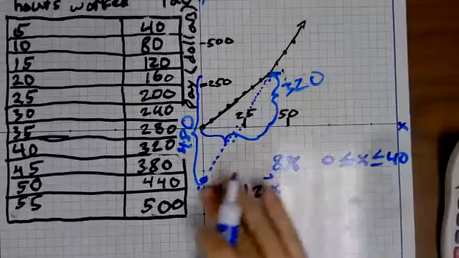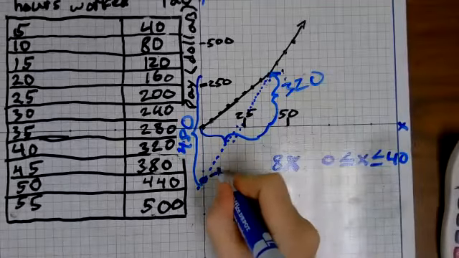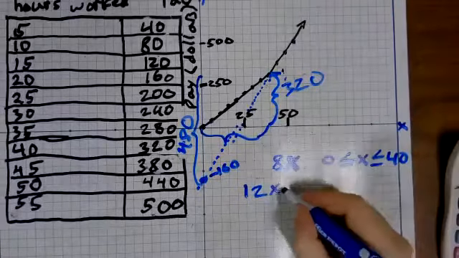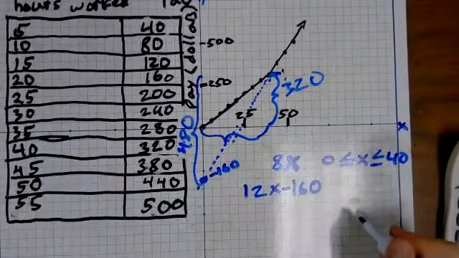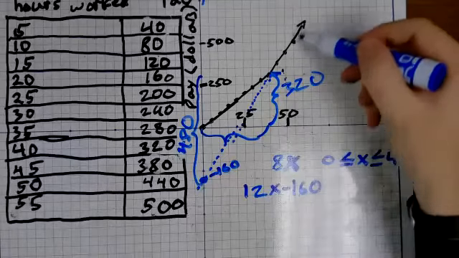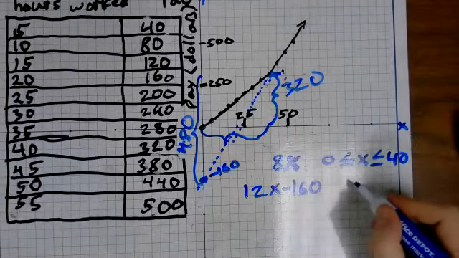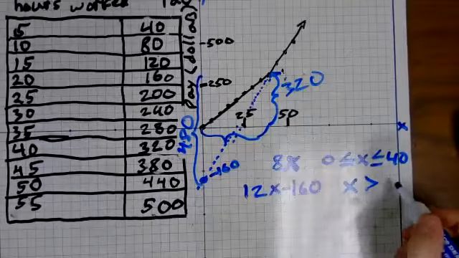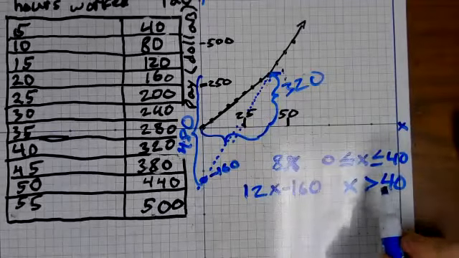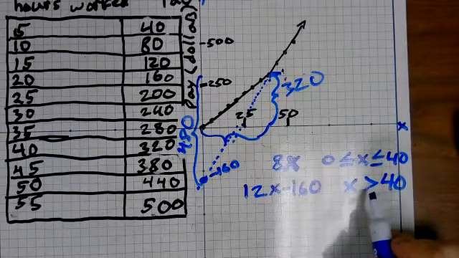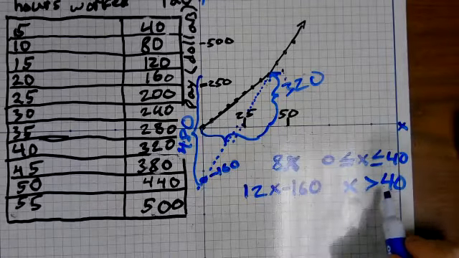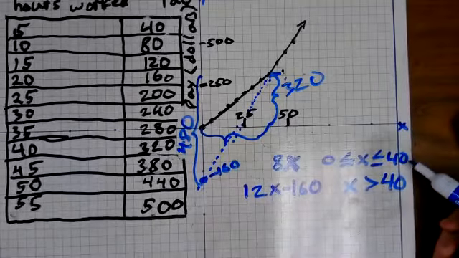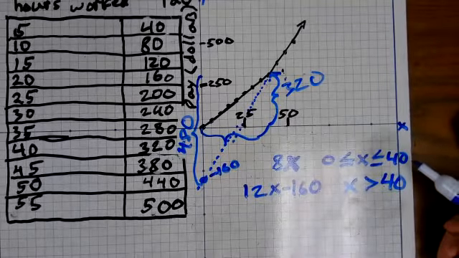So negative 160, which means that for this section, we have the equation 12x minus 160. So that's the section where x is greater than 40. Now, note that this is specifically greater than 40, not greater than or equal to, because you only earn overtime for hours you work above 40 hours, for hours you work greater than 40.